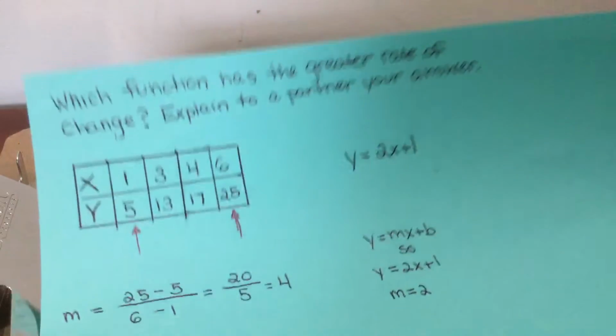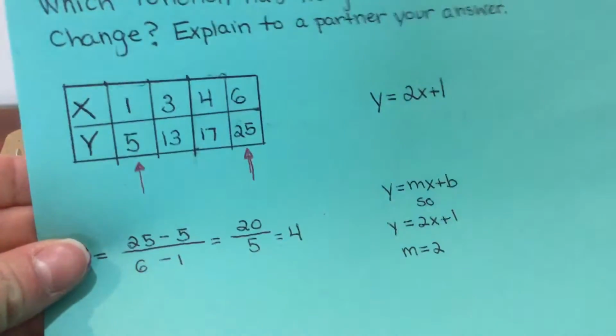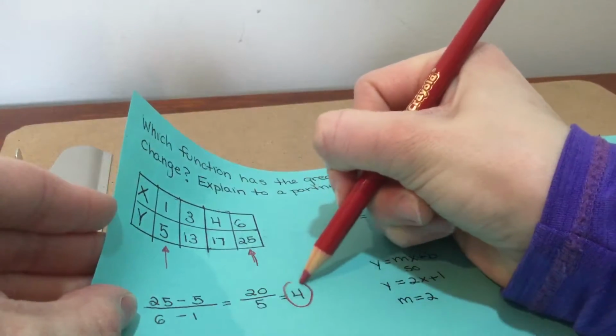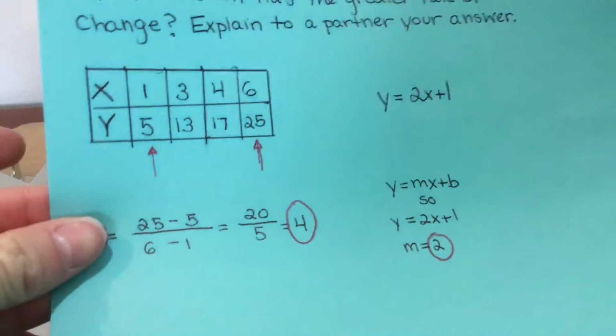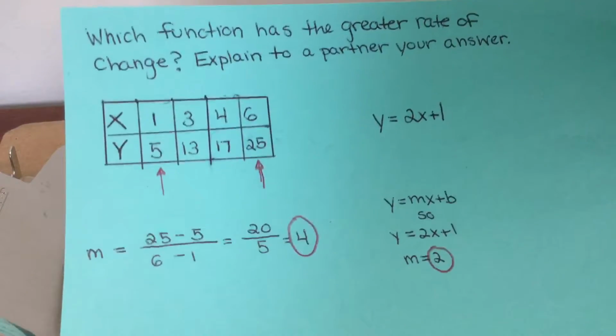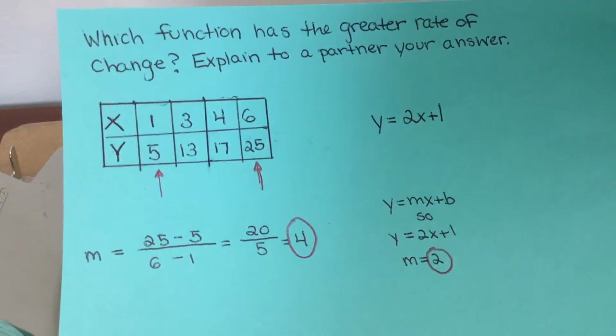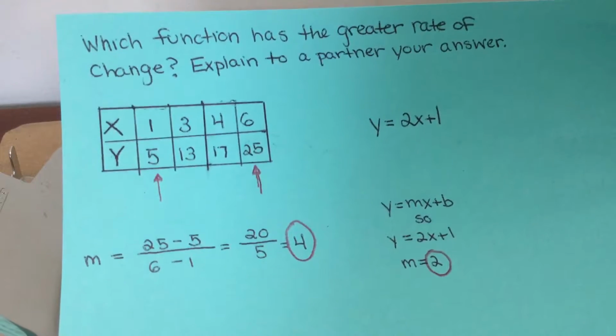So when I compare these two, where this slope here is 4, and this slope here is 2, which is our rate of change, which one is bigger? Correct. The table now has the greater rate of change.